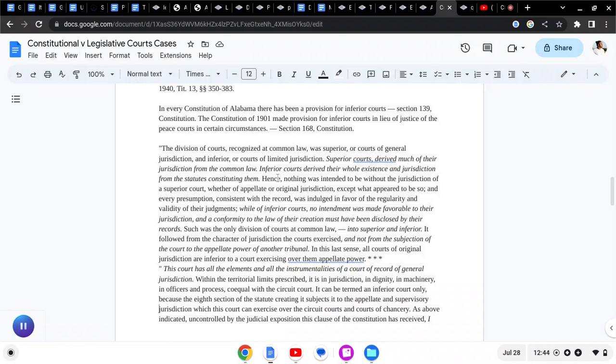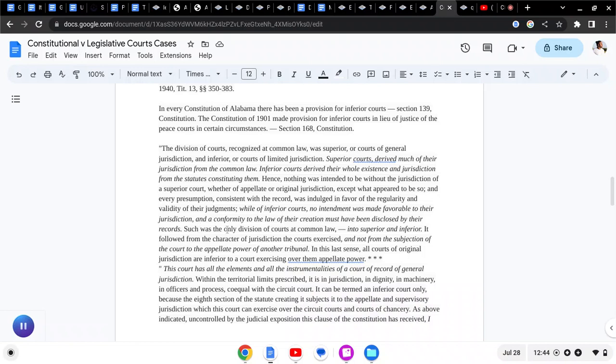From the common law. Hence, nothing was intended to be without the jurisdiction of a superior court, whether of appellate or original jurisdiction, except what appeared to be so, and every presumption consistent with the record was indulged in favor of the regularity and validity of their judgments. While of inferior courts, no intendment was made favorable to their jurisdiction, and a conformity of the law of their creation must have been disclosed by their records.